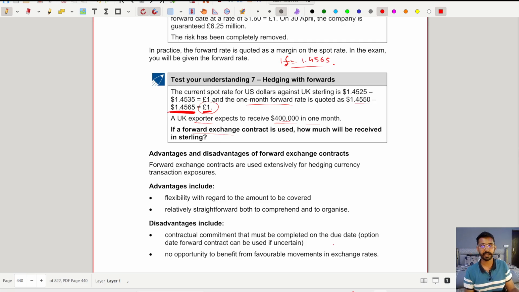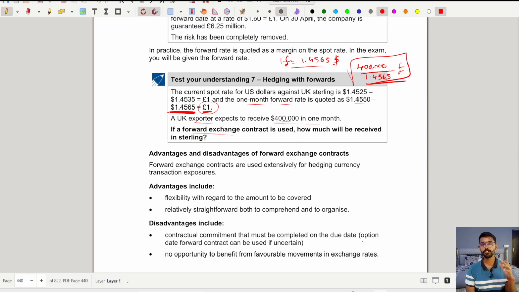This is the exchange rate. How many dollars are you receiving? $400,000. So $400,000, if you have to convert it into pounds, how will you do it? 1 pound is equal to 1.4565. $400,000 is equal to 400,000 divided by 1.4565. This many pounds you will receive.